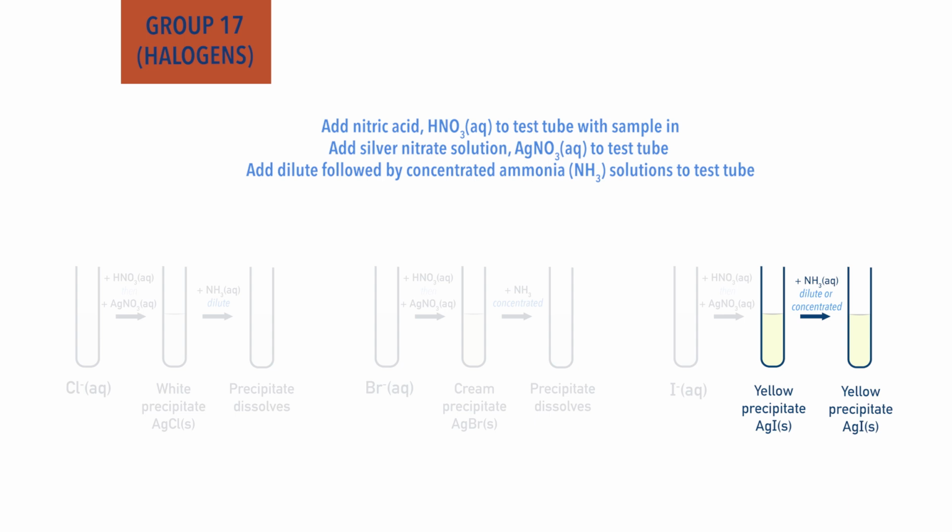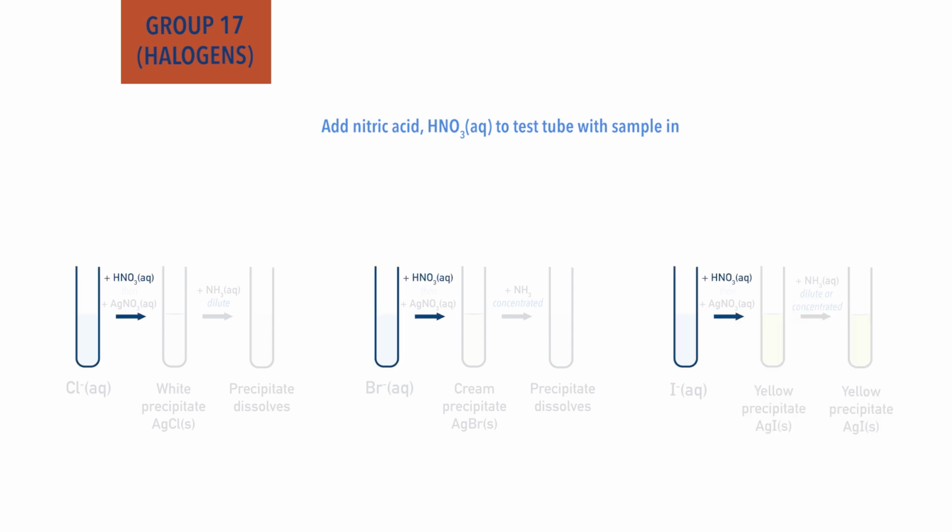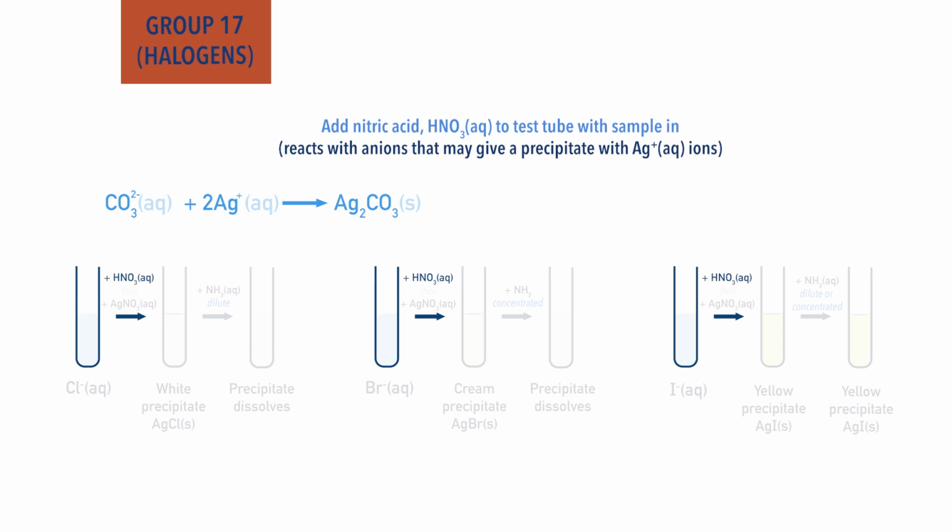Nitric acid is added before the silver nitrate solution at the start to react with any other anions present that may cause precipitates to form with silver ions. For example, if any carbonate ions were in the sample solution, they would react with the silver to form silver carbonate, also a white precipitate.